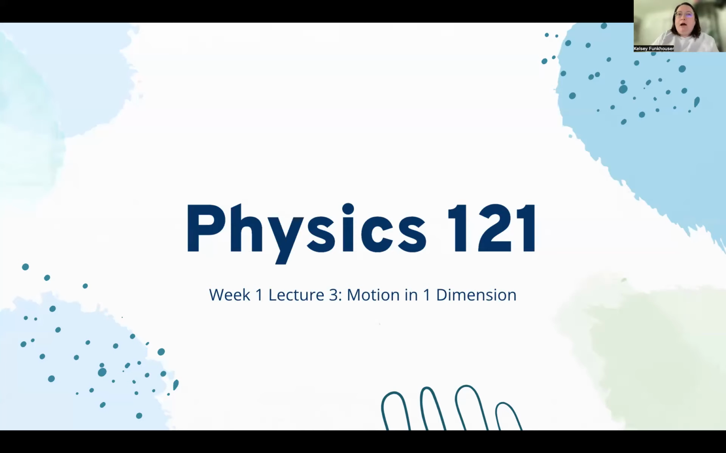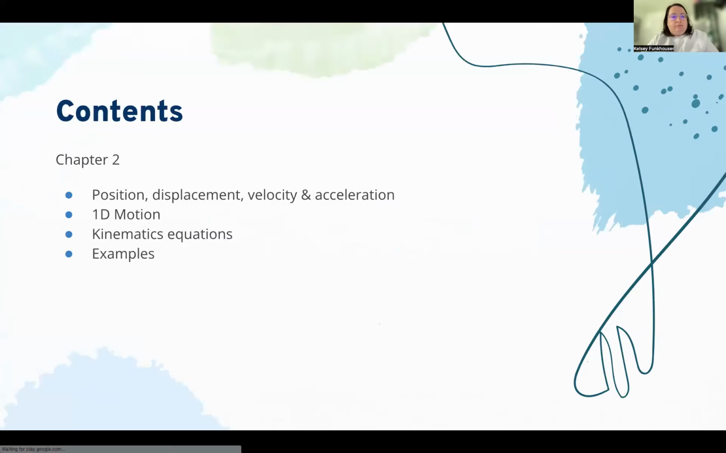We're going to be talking about motion in one dimension. This is coming from chapter 2 of the textbook. We'll talk about position, displacement, velocity, and acceleration, then one-dimensional motion, and kinematics equations, and then a couple of examples at the end.